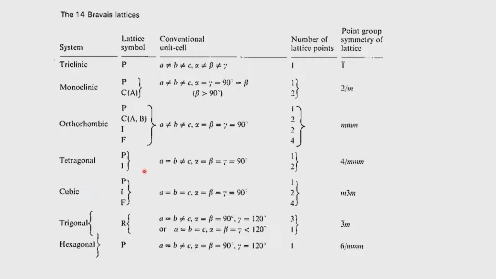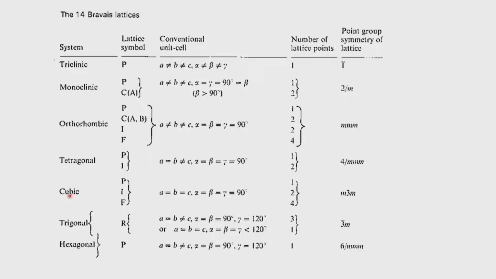Then we have the cubic system. We have the case of the cubic system as P, I and F, and 1, 2 and 4, and you see the symmetry is m3m, that is the highest symmetry one can have, 2 by m, 3 or 3 by m associated with it, and then the mirror symmetry. So, m3m is the highest cubic symmetry we can have. So, 3 and 3 bar are possibilities, but m3m is the symmetry that is associated with the lattice.